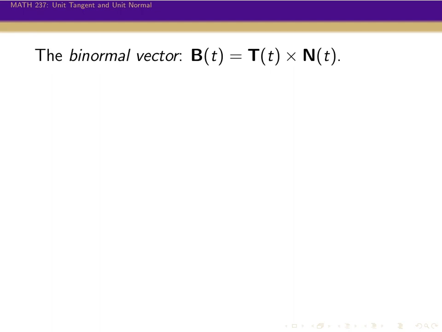So right-hand rule, here's T of t. Let's say N of t is perpendicular going off that way. Then B of t, the binormal vector, is going to be perpendicular to both of them, going up like that. Okay.